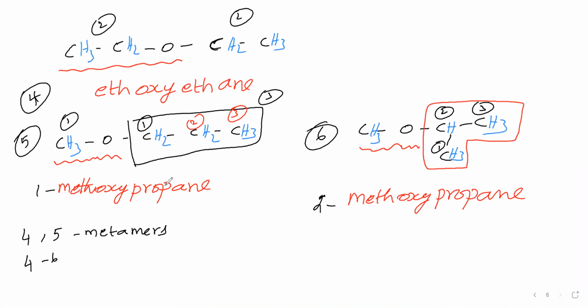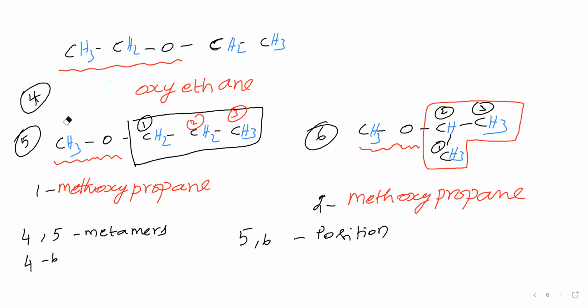Sir, in compound 5, position of methoxy is 1. In compound 6, position of methoxy is 2. Therefore, 5 and 6 are position isomers. Okay. So, we said here, for these ethers, the possible isomers.